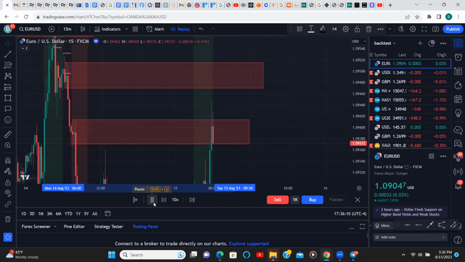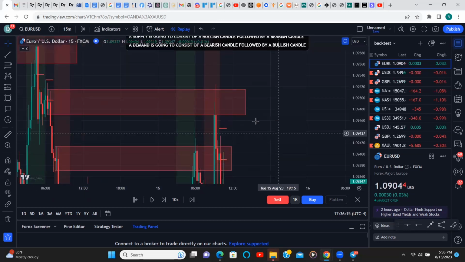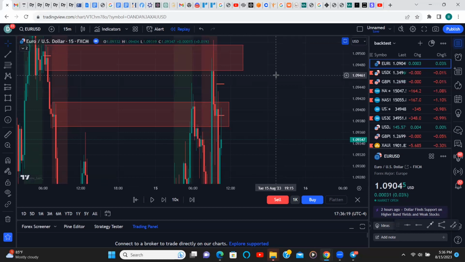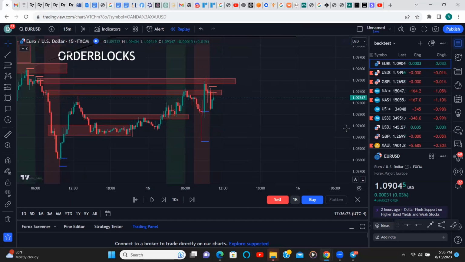So let's see what happens. Let's see what price does. Let's see if price gets up there. Okay, so price did eventually get back up, but it blasted right through it, took some liquidity out, and shot all the way right back down, making that a nice liquidity grab.